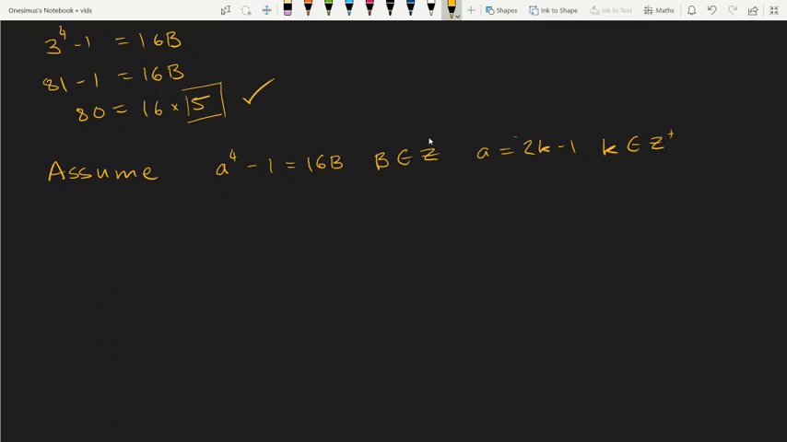Now, we can substitute this back into our value of a, so we have (2k minus 1) all to the 4th minus 1 equals 16b. This is still part of our assume step. We're creating some assumptions we can work off of. So if we ever see this in our equation, we know that we can replace it with 16b, which will come in useful because this doesn't have a very clear solution, and that's why we're assuming it to be true.